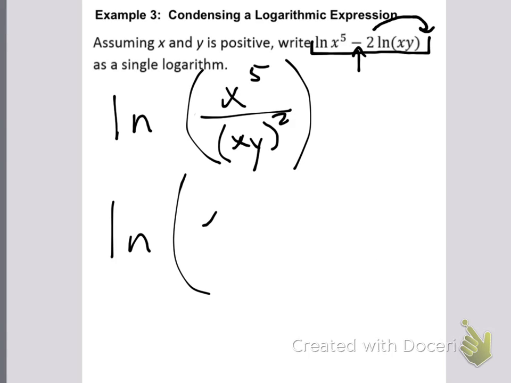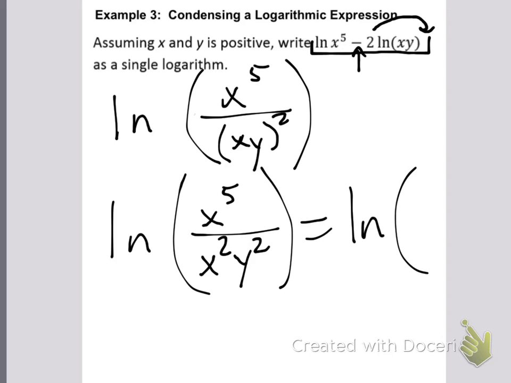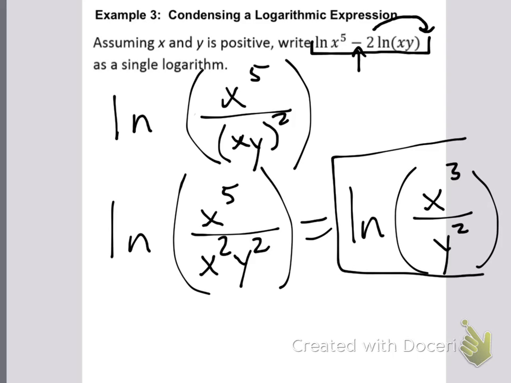Inside this parenthesis, I've got x to the fifth. Now, what's xy squared? Well, you take the x and the y and you square it. So we're just simplifying as much as possible here. X to the fifth over x squared. Well, what do you do with the exponents when you divide? You subtract. So 5 minus 2 is 3. So I have x to the third over y to the second. And that's my final answer. So instead of 2 logs, we have now condensed that into 1 log.